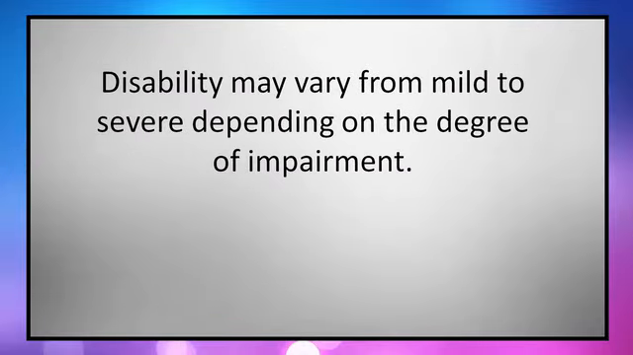Now, disability depends on the amount of impairment that has taken place. So, it may vary from mild to severe depending on the degree of impairment that has taken place. So, what we have discussed right now is what is the difference between impairment, disability and handicap, what may be the causes of disability, and also what are the various types of disability, which will be discussed in detail later on.